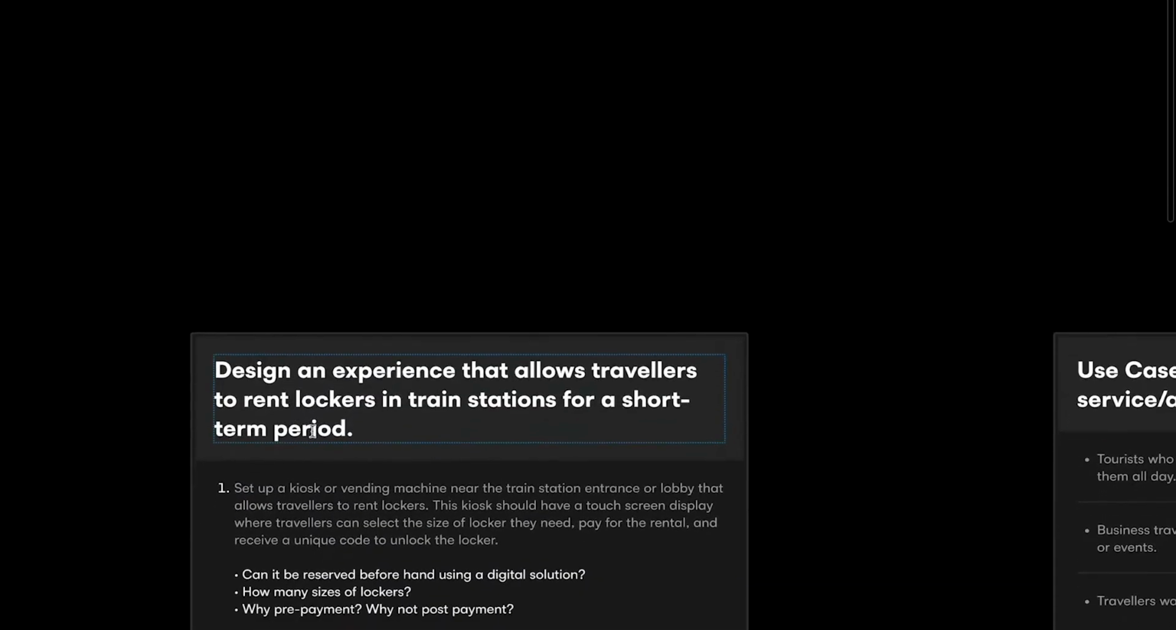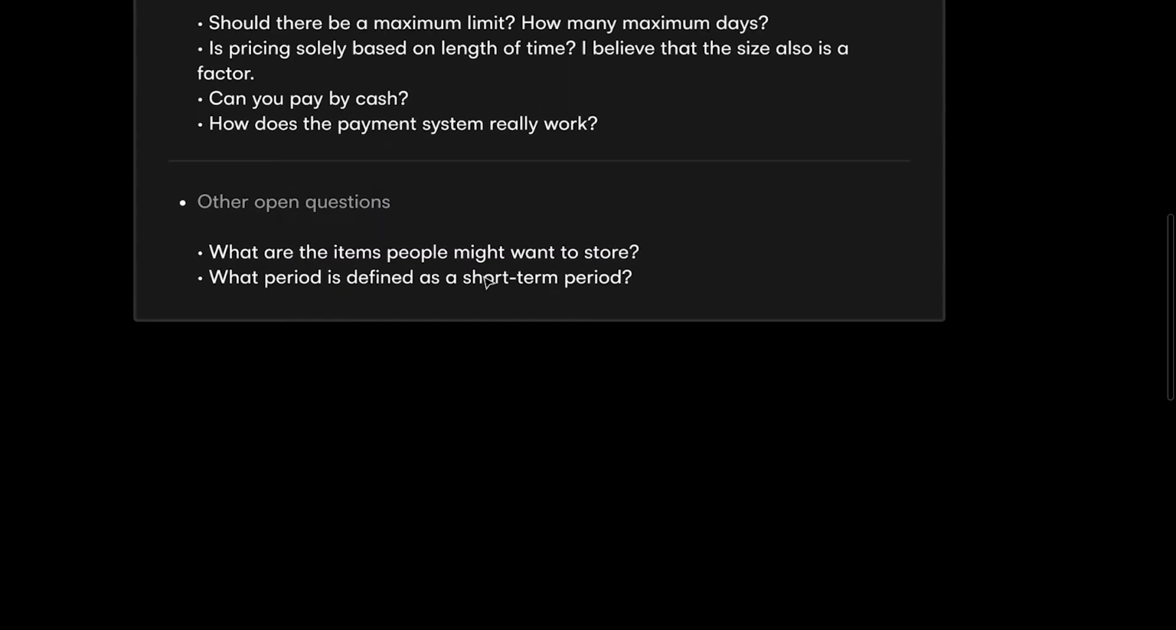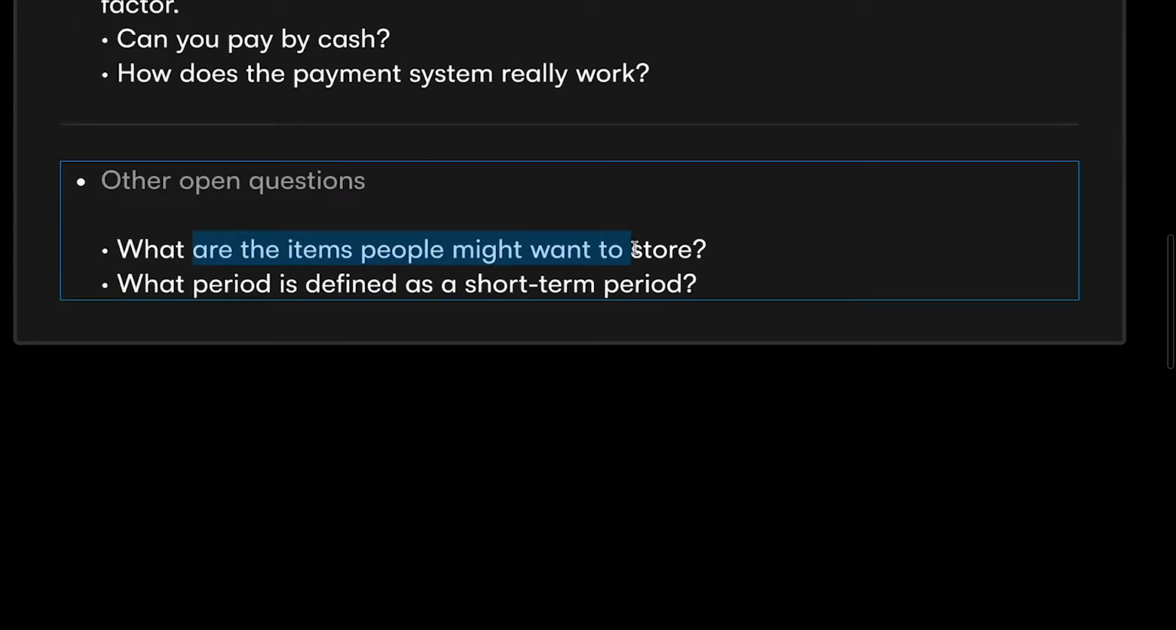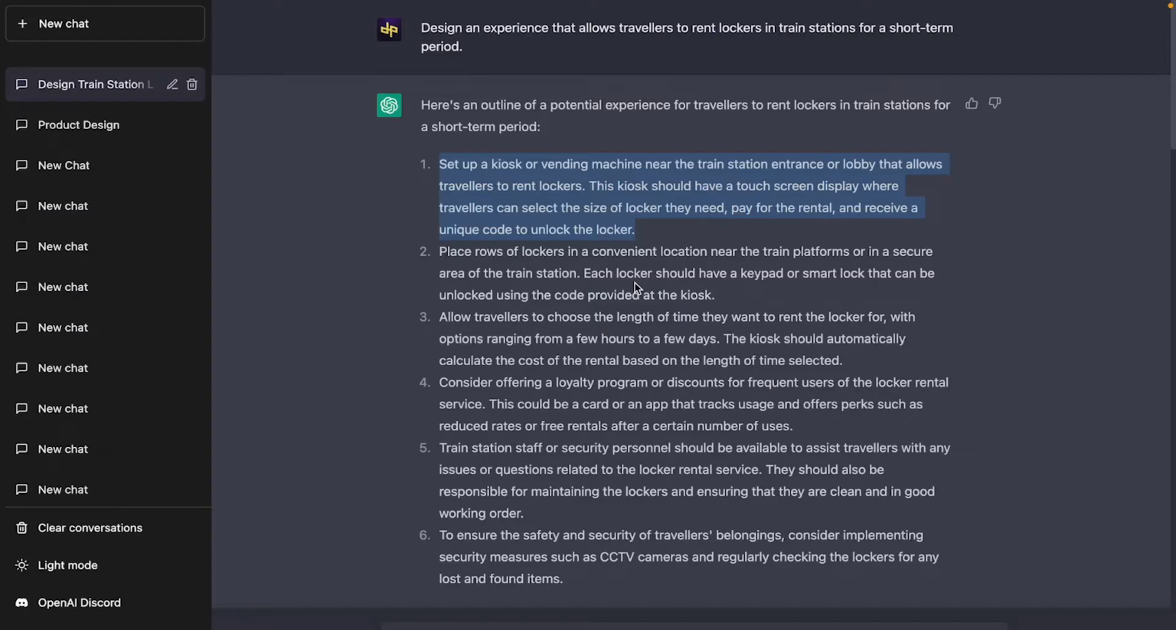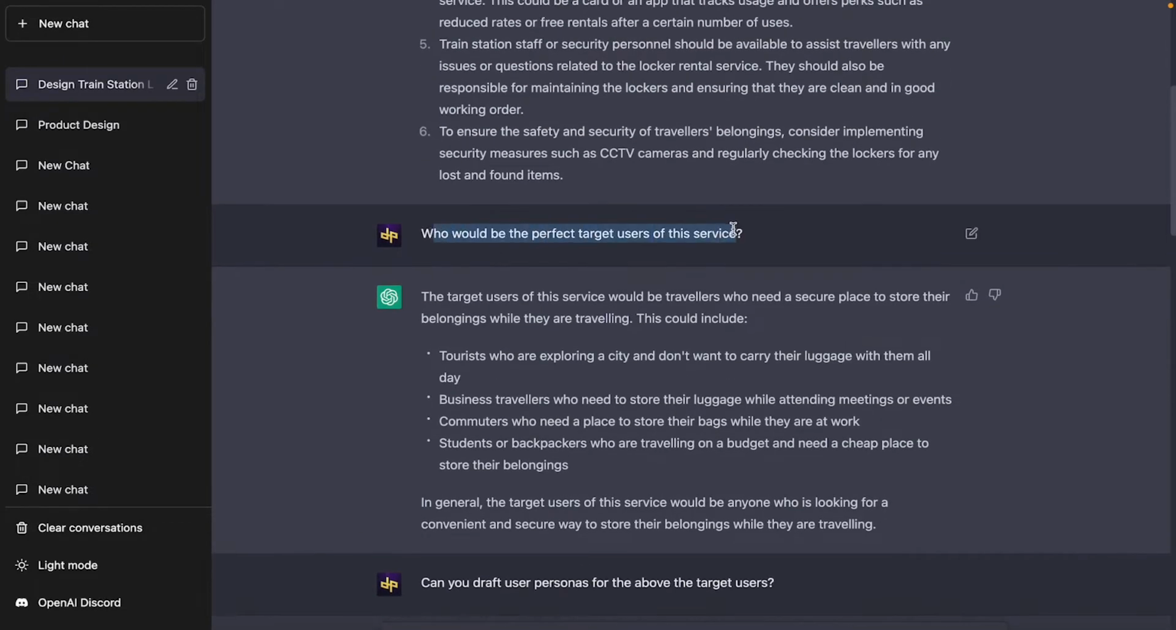And I think the most important thing is, who are these travelers, right? What are the use cases they would use this for, right? And understanding more about the user personas is super important, right? So what I did was I went to ChatGPT and I asked ChatGPT, who would be the perfect target users of this service, right? And it gave us a couple of options, right? So the target users of this would be travelers who need a secure place to store their belongings while traveling.